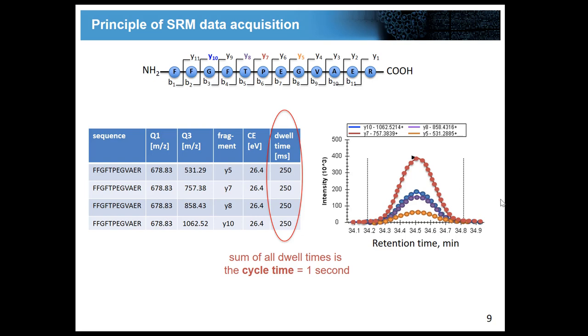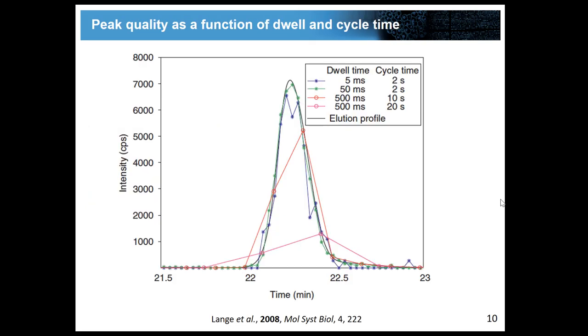And this figure here demonstrates this correlation between cycle time and dwell time very nicely. It's taken from a tutorial from 2008. And what you see here is in the black line should represent a true chromatographic peak. And now this peak was acquired with different dwell and cycle times. And the red and the pink curve were cycle times of 10 seconds or 20 seconds.